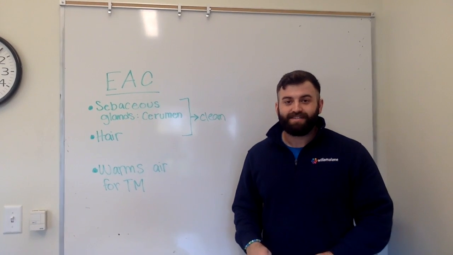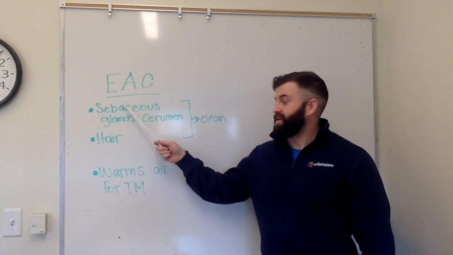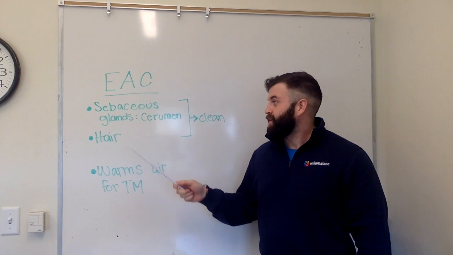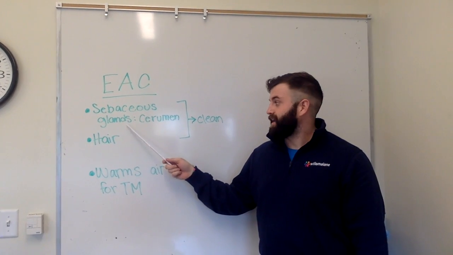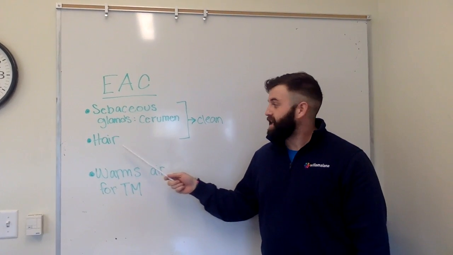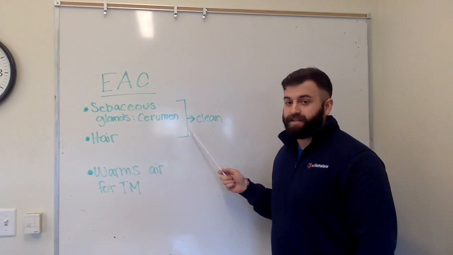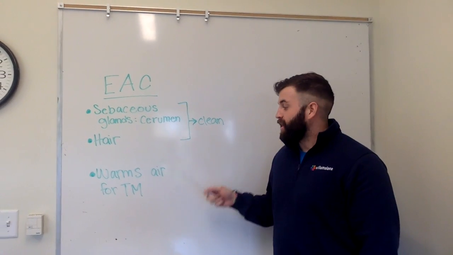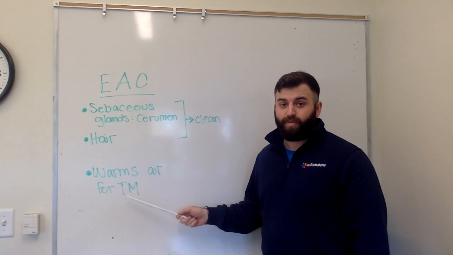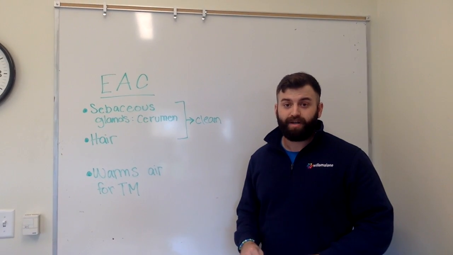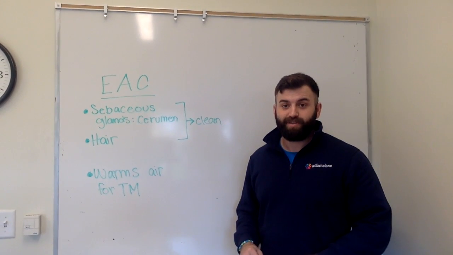Now we'll briefly discuss the physiology of the external auditory canal, or EAC. Within the EAC are sebaceous glands which create cerumen, as well as hair that help to maintain the cleanliness of the EAC. Also, the EAC helps to warm air before it reaches the tympanic membrane, so that the tympanic membrane can properly function.